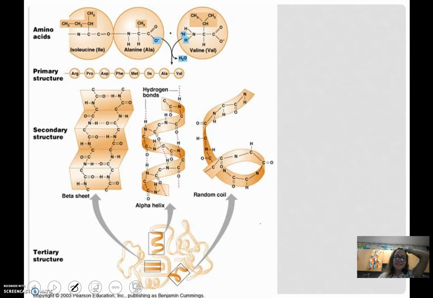Ooh, so this is how a protein folds. So if you remember from class on Wednesday how proteins are made of amino acids, you have the primary structure here, which is the order of the amino acids.